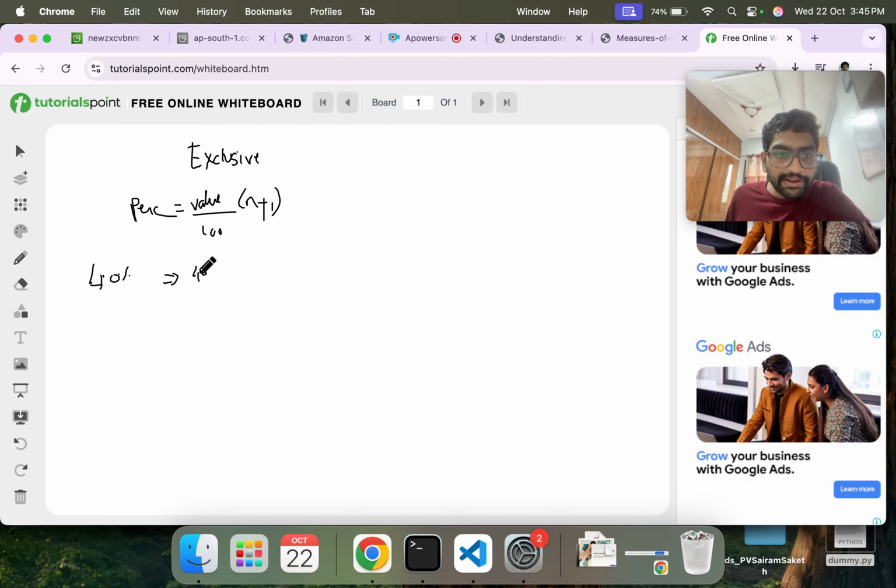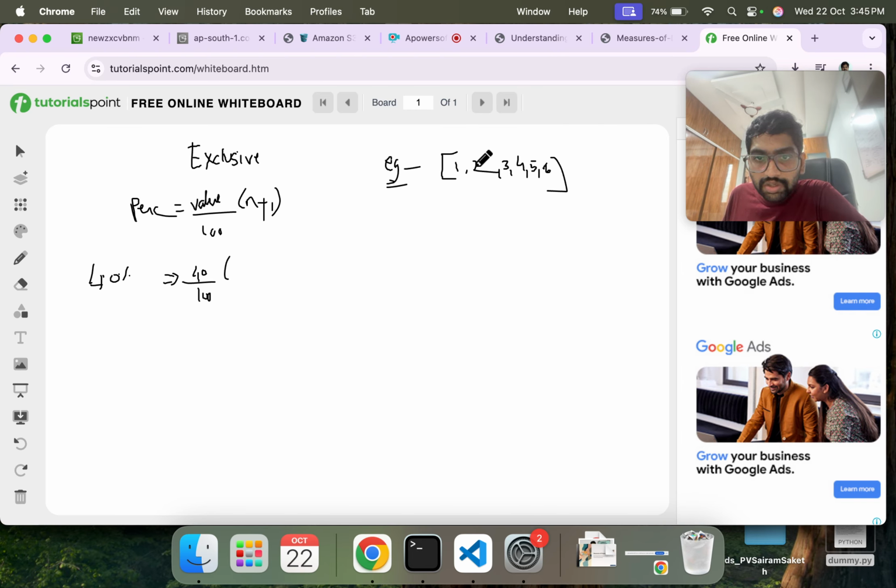You will get 40 by 100 into n. Let's say I have the data set 1 2 3 4 5 6. What is the n value? Total number of observations, which means 6. So you'll write 6 plus 1. Once you solve it, you will get 40 by 100 into 7. If you solve this, you will get 280 by 100, which means 2.8.